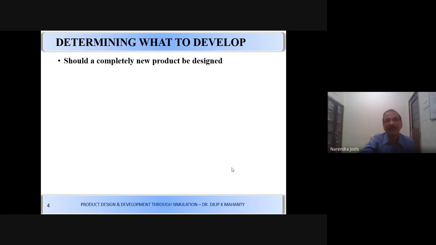So, what is it to develop? Should a completely new product be designed? Original design or invention means it should be totally new or to be invented. Now, original design in the sense of the problem at hand, how do you address the problem?